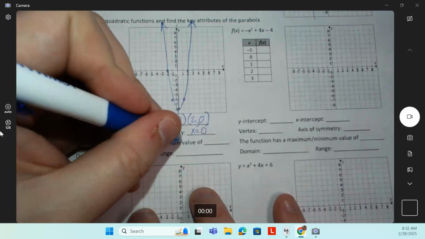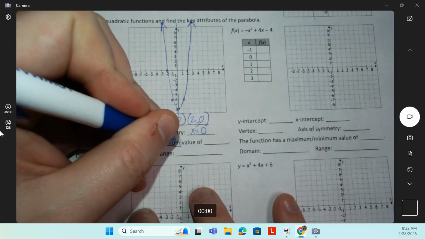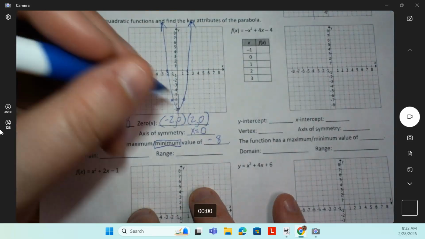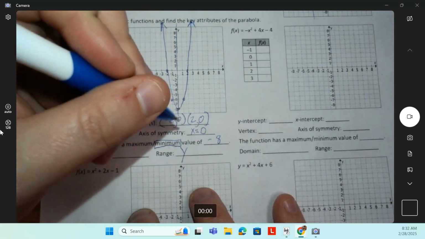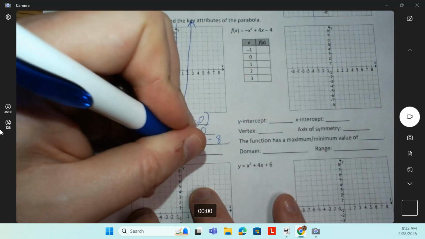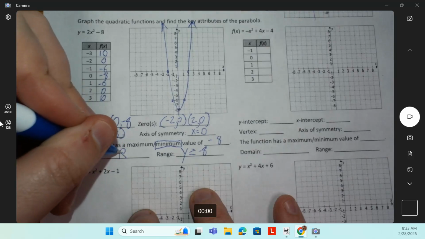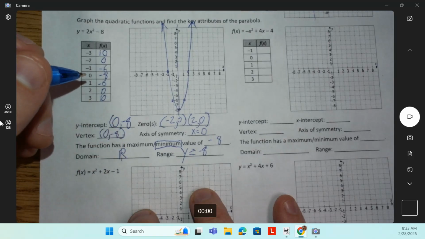And again, that's a minimum value. Now it's of negative 8. And remember, that tells me my range. Since it's a minimum, it's going to be y is greater than or equal to negative 8. And domain, again, will just be all real numbers.